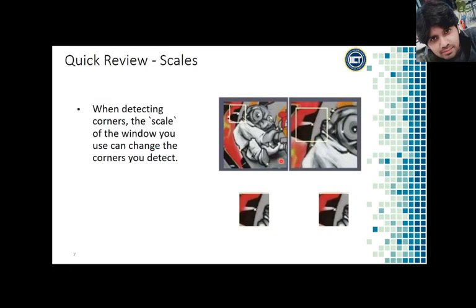Now, why does scale create the problem? If you can see here, when we detect the corners, the scale of the window you use can change the corners you detect. In this case, you are detecting this corner, but if you scale it, see, there is a shift, and you cannot detect the same corners as you are detecting in this image. So there will be a problem in the detection if you scale it, of course.